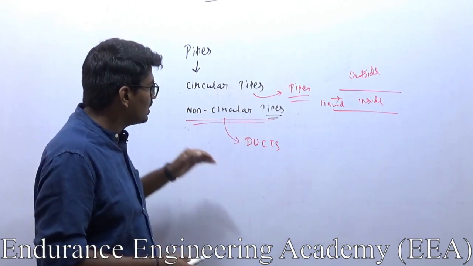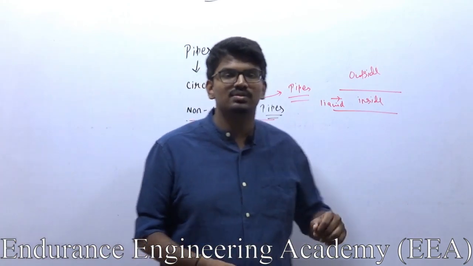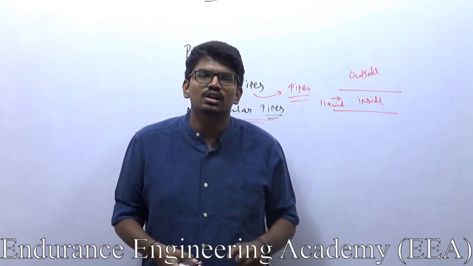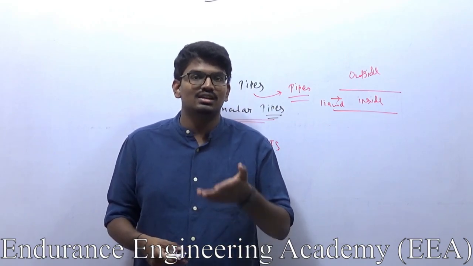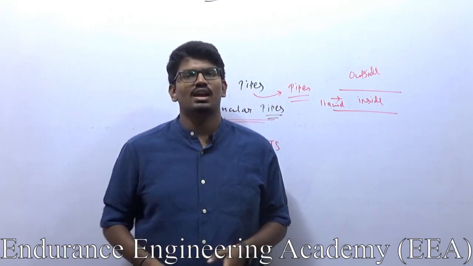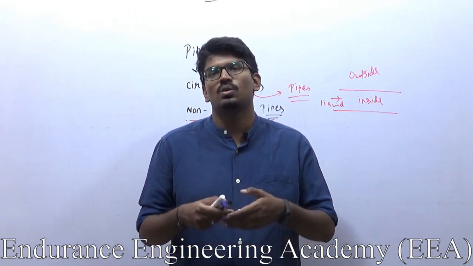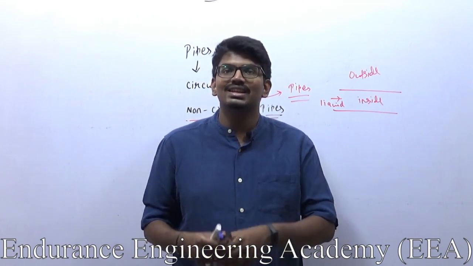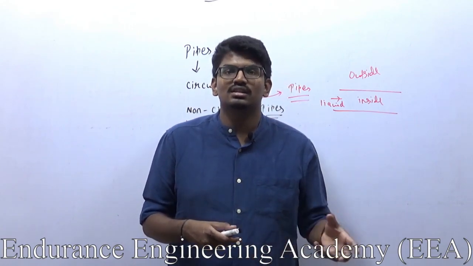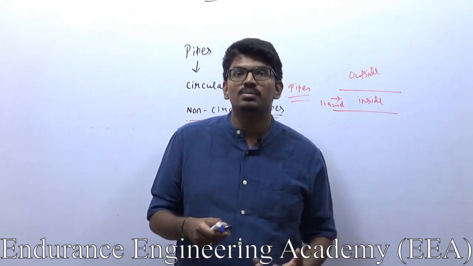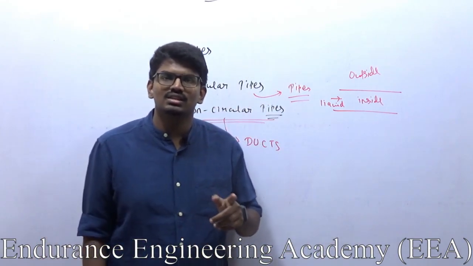Then when will I use non-circular pipes? That might be the question, right? Non-circular pipes are majorly used when you are going to transfer gases. The best example is your air conditioning ducts. In any apartment or places such as hospitals, malls, or cinema theaters, you might have seen that the ducts are in the shape of a rectangle. Air conditioning ducts are not circular; most of the time they are non-circular. The reason is a simple thing.